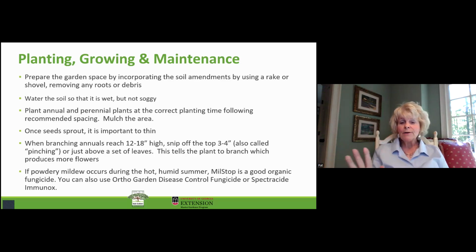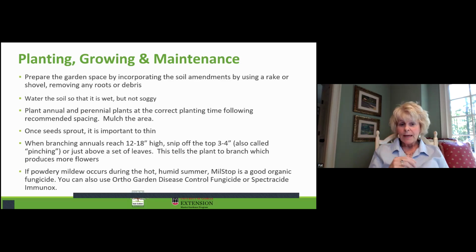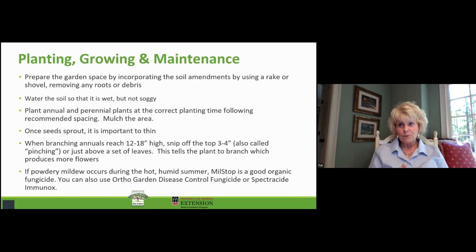Okay, when branching annuals reach 12 to 18 inches high. Not every annual is a branching one, but what I mean is, when they start to grow, they can branch. You have single stem sunflowers that are not branching, but you have branching sunflowers too. So when branching annuals reach 12 to 18 inches high, you want to snip the top off just above a set of leaves, like 3 or 4 inches. What this is going to do is tell the plant to branch and produce more flowers.